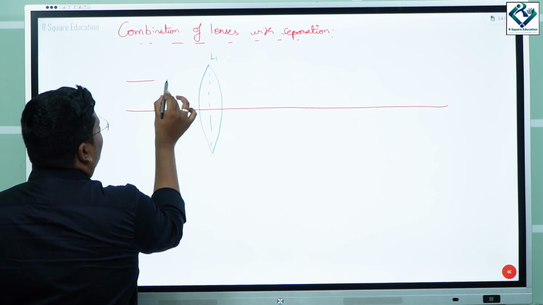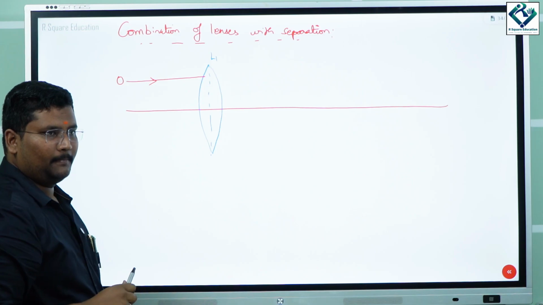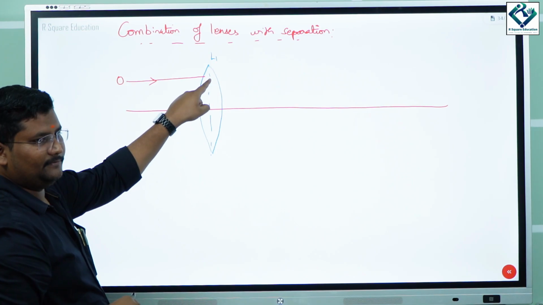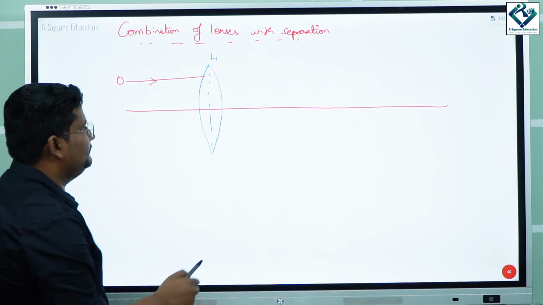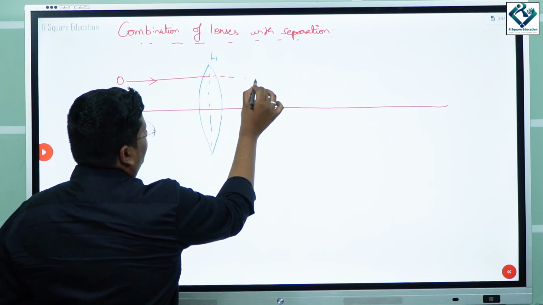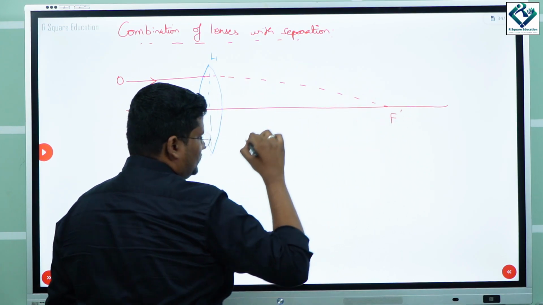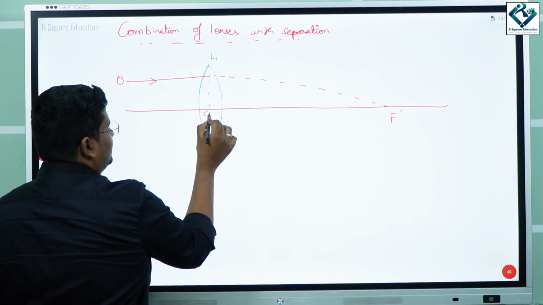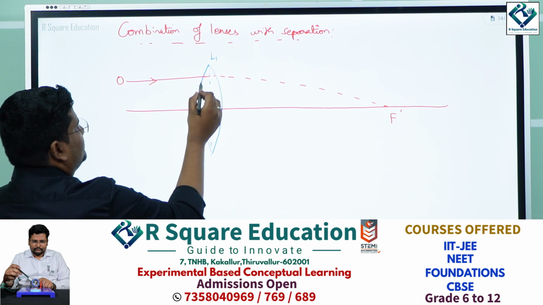So this is where the object is going to be. Okay, right. Now what will happen when it hits the first lens, which is going to be convex? It is going to converge, right? So let me consider that it is going to converge and reaches here, say for example f dash. Okay, and let this be C1, and let this be A.